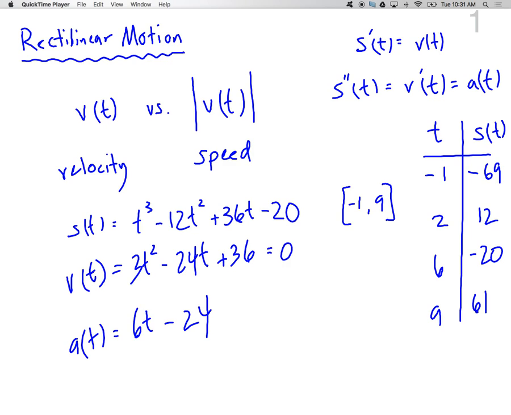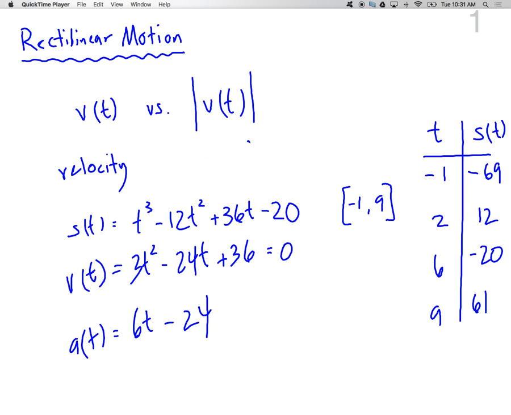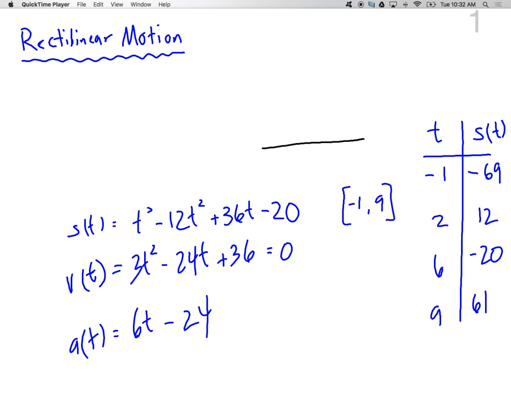I need some space here, so let me get rid of this. We'll leave those there. And so the schematic will look something like this. Start with a nice long number line. We're going to start here at negative 69. Put a big dot there. That's at t equals negative 1. So the distance goes on the number line, and the time goes near the function.